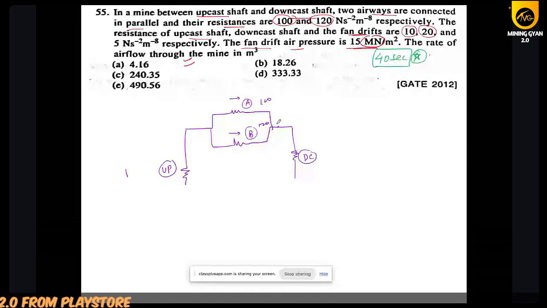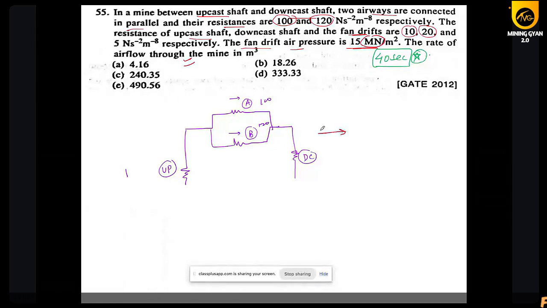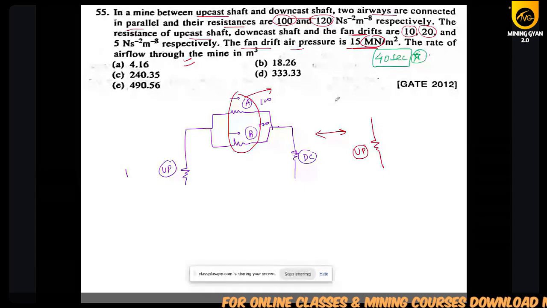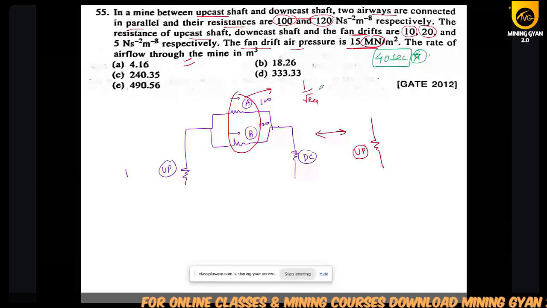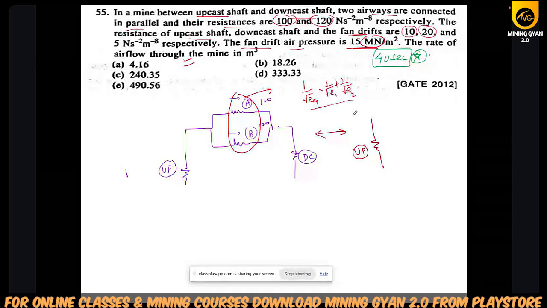So first, we can make this diagram, and the equivalent of this will be in between upcast and downcast. To find the equivalent of this, we know the formula: 1 by root R equivalent equals 1 by root R1 plus 1 by root R2. It will be replaced with the equivalent resistance, and then all will be in series. That is the procedure.